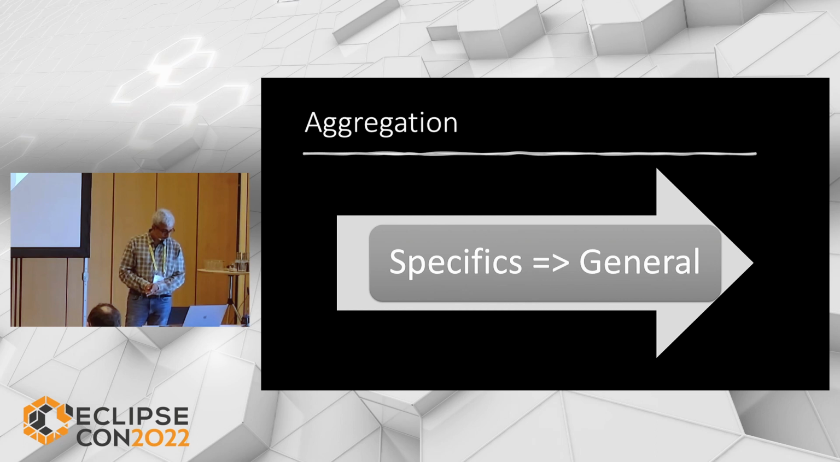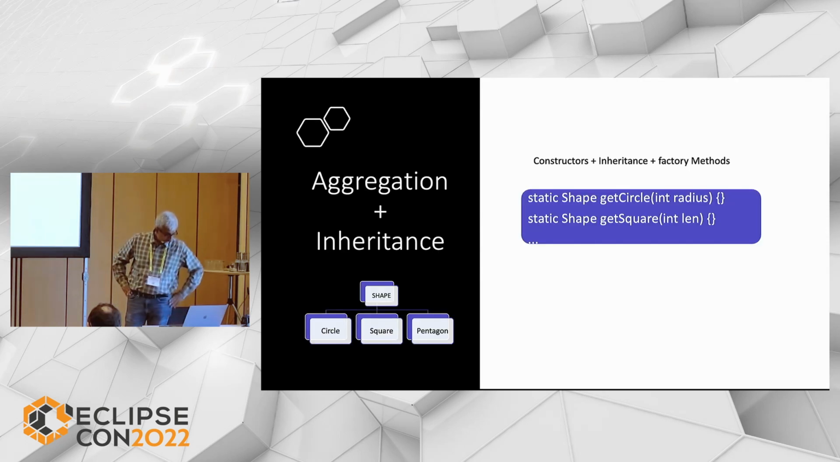So what does aggregation provide? It provides specifics to general conversion. You give an integer, you give a string, etc., or you give an inherited upper class, and what you get is whatever you ask for, say Shape in this example. And this is more like an abstraction. And this becomes even more pronounced when you use these factory methods.